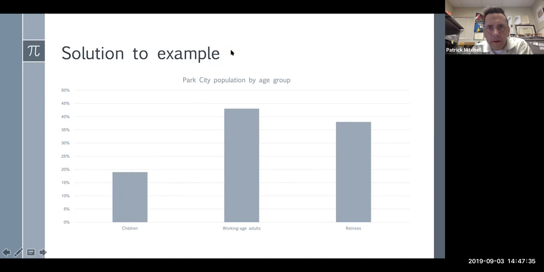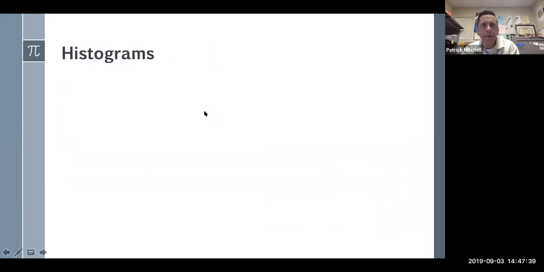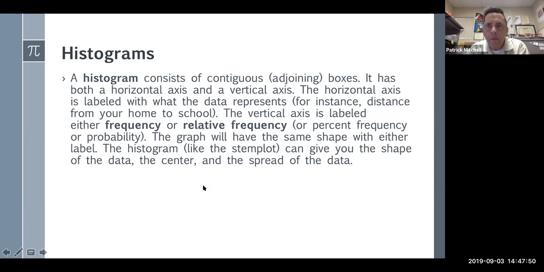All right, that brings us to histograms. Histograms are very similar to bar graphs. The difference is that histograms are always used only for quantitative data. And when you see a histogram, you'll notice that the bars are all stacked against each other.